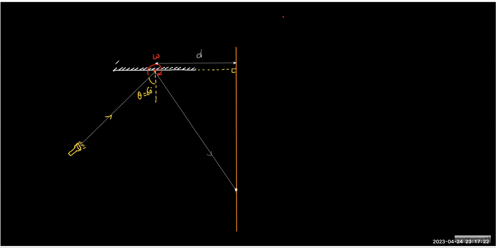At the very next moment, the mirror will turn by d theta, and the reflected ray will turn by 2 d theta. So the question is, what is the velocity of the spot at this particular instant? Solve it.